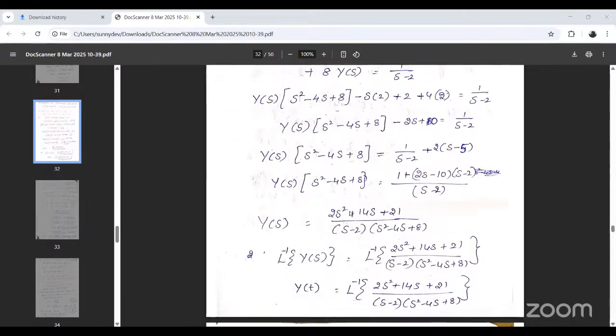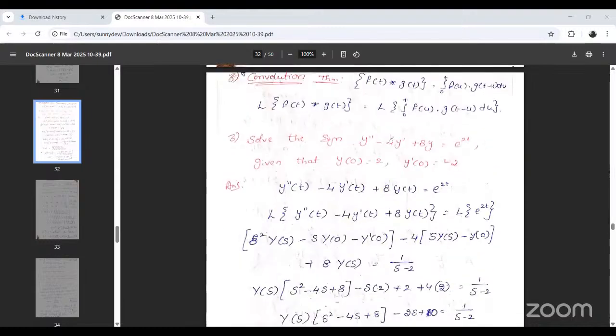So these are the problems. You just need to practice this one.